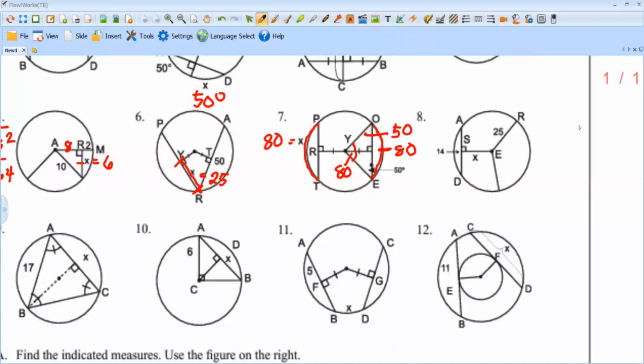Okay. Number 8. Liana, number 8. What is the value of X here? This AD is 14. And then what is X? So we'll be using the Pythagoras theorem, right, Liana? Liana, are you there? Yes, po.